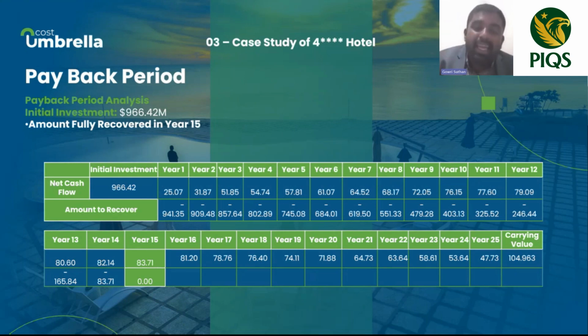So if you apply the concept of payback period, you have to ask how much I invested, 966 million, and how many years it took for me to recover that. I think Cost Umbrella and PIQS will share the slides. You can calculate and find mistakes if I made any. So it took 15 years, right? Now, is it good or not? That is based on management decisions.